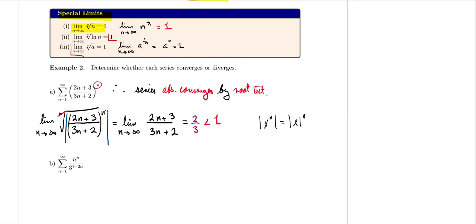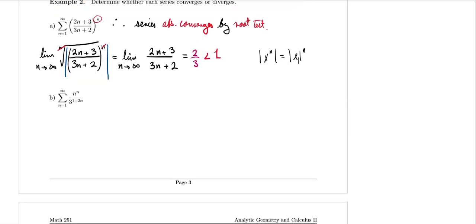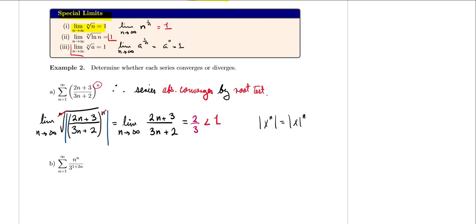Okay, now, let's go ahead and take a look at the next example, which is looking a little bit more complicated because now we have a series as n goes from 1 to infinity for n to the n all over 3 raised to the 1 plus 2n. Okay, so I see a lot of powers here, so I'm going to go ahead and use the root test. But for this one, since I see an n to the n, I want you to remember the special limits that I asked you to memorize in class.